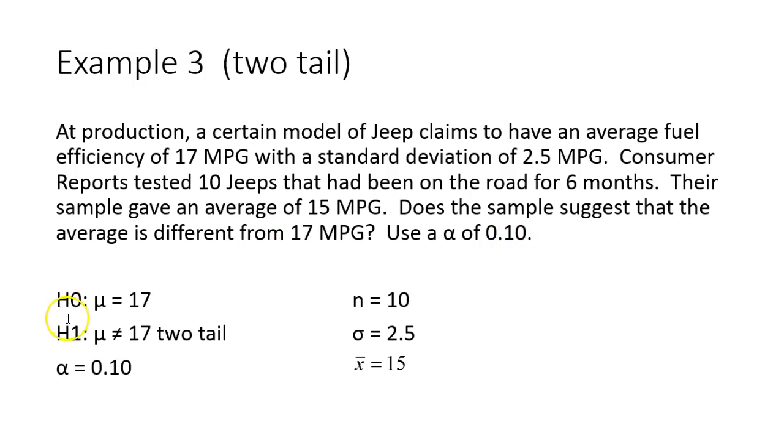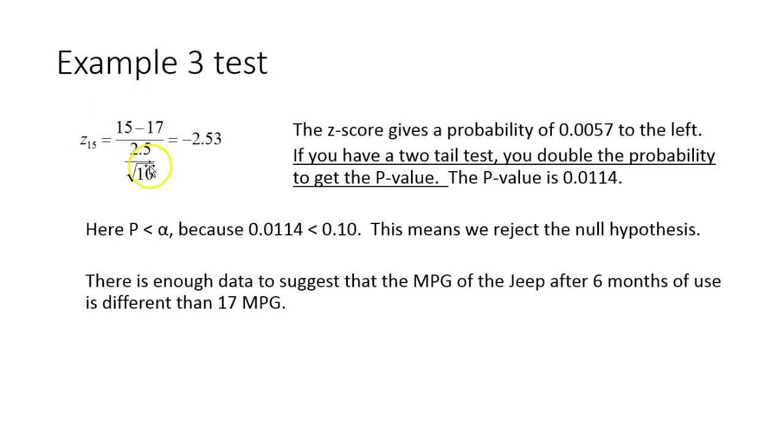So here's our null and our alternate. So notice our alternate is not 17, which is going to be a two-tail test, which basically means we could be on either side of 17. Okay, we could be below or above. And here's all the data that is in the problem. So we go through, we get a z-score of negative 2.53, which when we look up in the table gives us 0.0057, which is to the left.